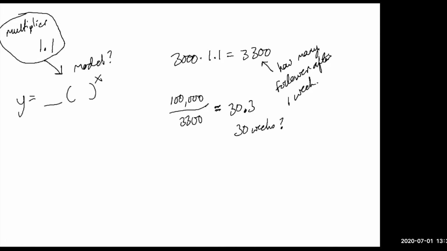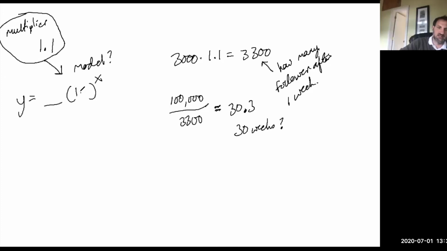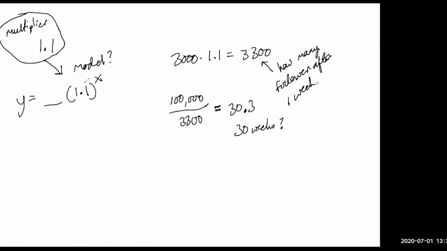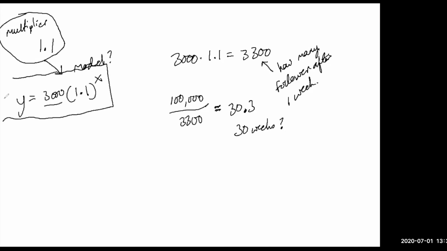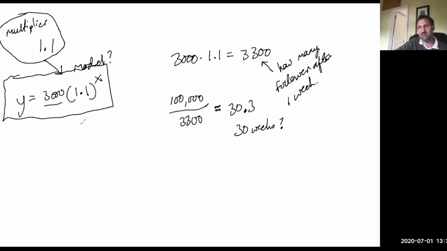1.1 is going to be in the little bracket. Good, that's right, because that's the multiplier. And where's the starting point? The 3,000. Okay. Now, this is not the answer to the question. Yeah, just setting it up. But this is a structure to think about how it's going to grow.